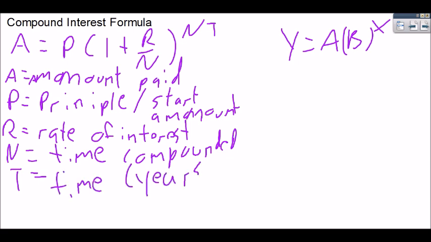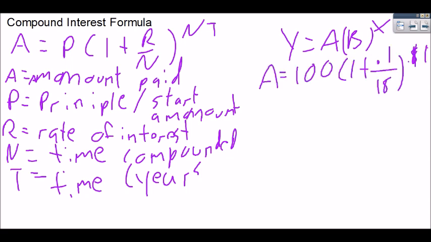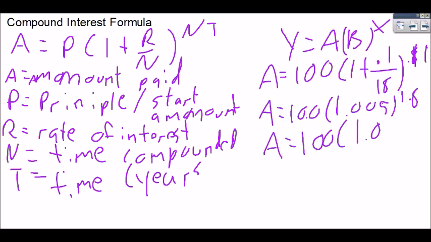So let's say we're going to put $100 in the bank. The growth rate of that bank is 0.1%, and you're going to do it for 18 years. So if you were to put in $100 at 0.1%, you would get $101 18 years later.